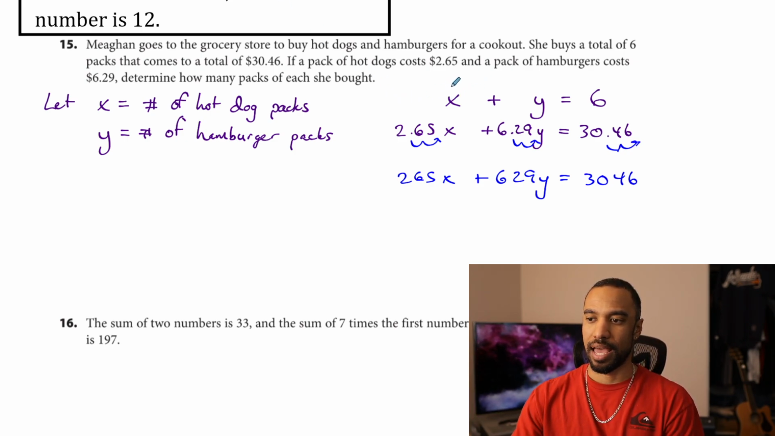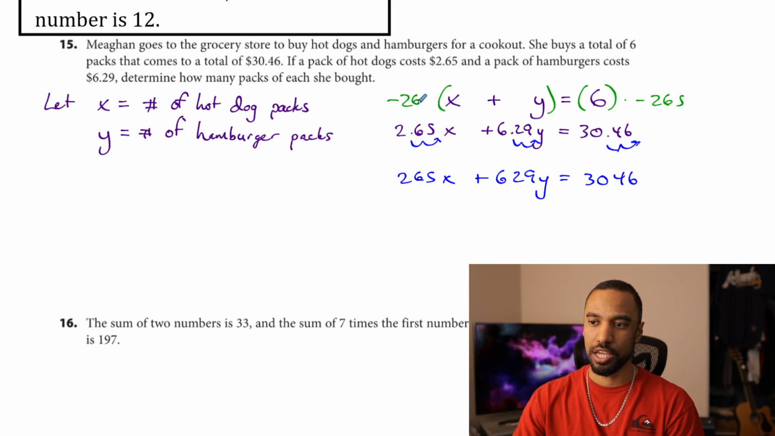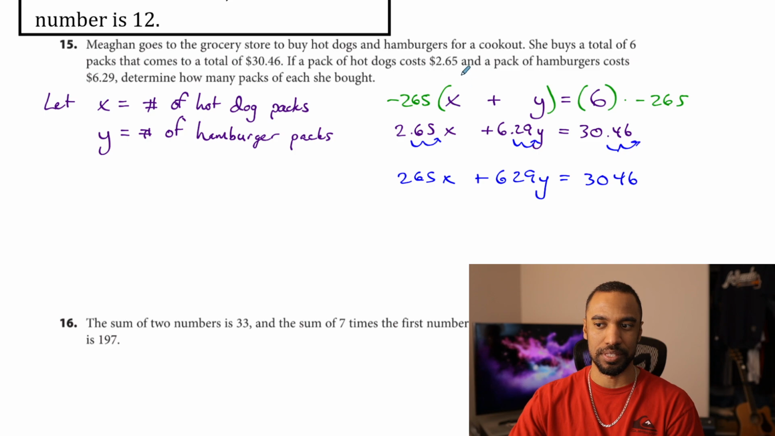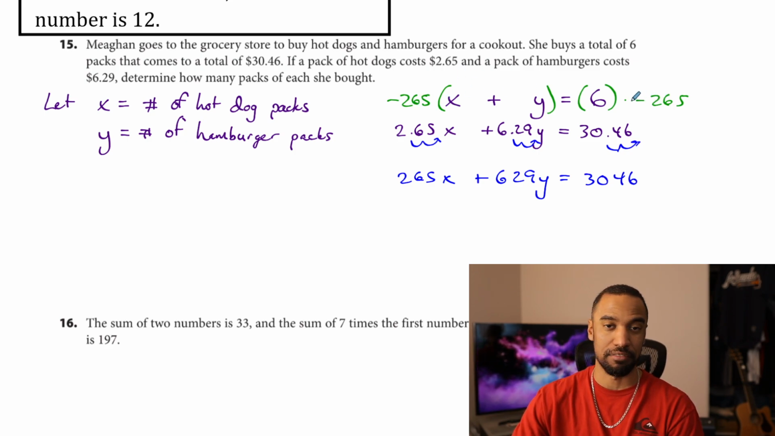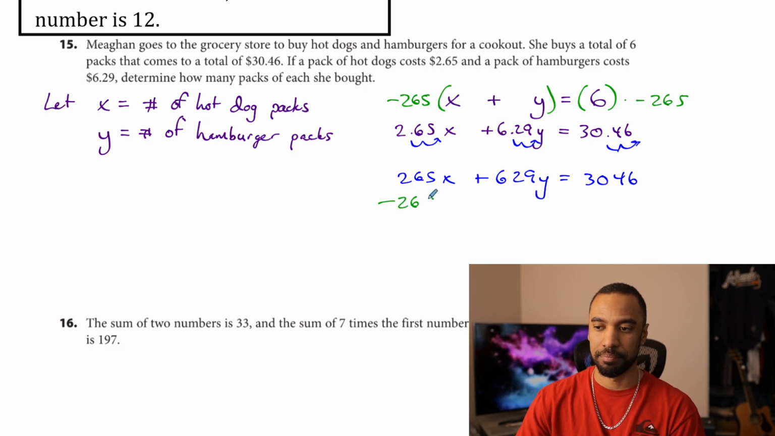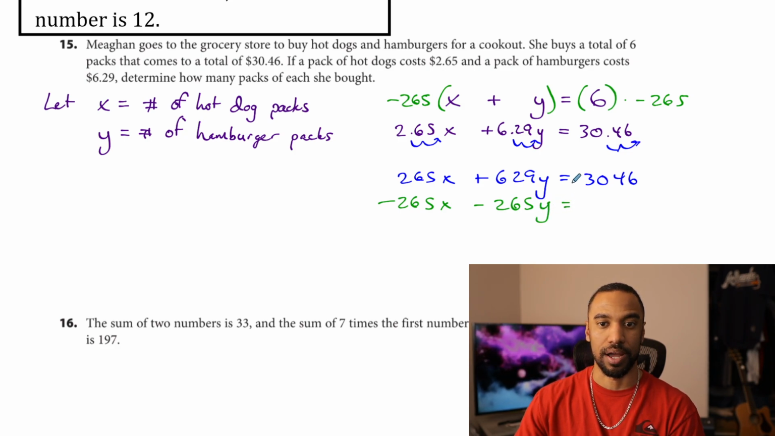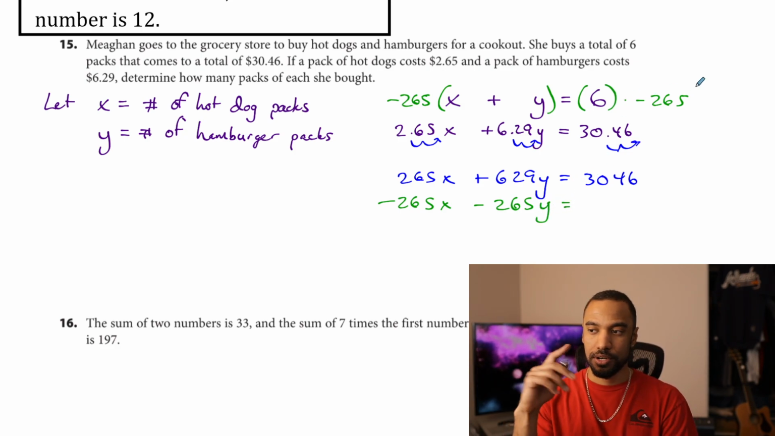So with the top one, x plus y, I'm going to multiply it by negative 265. And again, there's nothing really different between what I'm doing here and what I would have been doing with decimals, other than multiplying by negative 2.65. Some people just don't like decimals. I'm one of them. That doesn't mean I won't use decimals. I'm just showing you that you don't have to, because a lot of people don't like them.